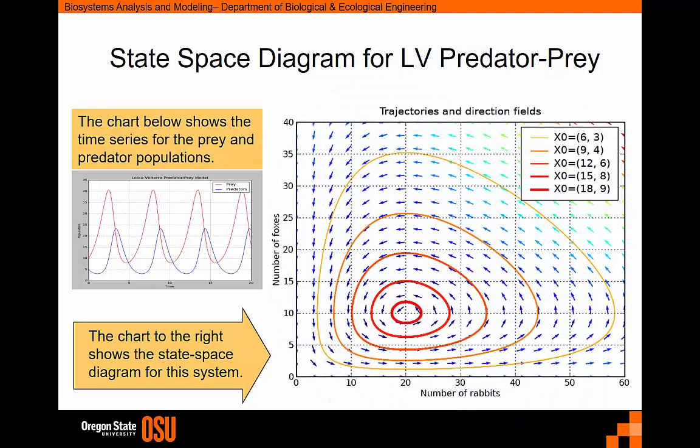Let's consider whether these equilibrium points are stable or unstable. A stable equilibrium point is one for which, if we perturb the system when it is at the equilibrium point, it will return to that point. An unstable equilibrium, in contrast, is one in which a perturbation will result in movement away from the equilibrium point. Let's consider the equilibrium point at 20, 10 first.